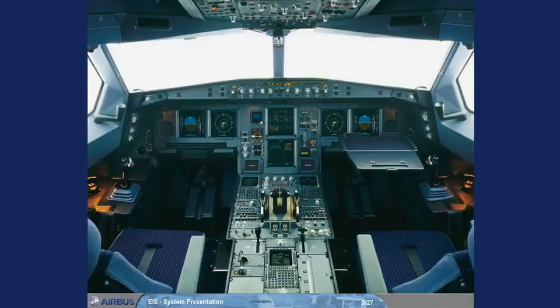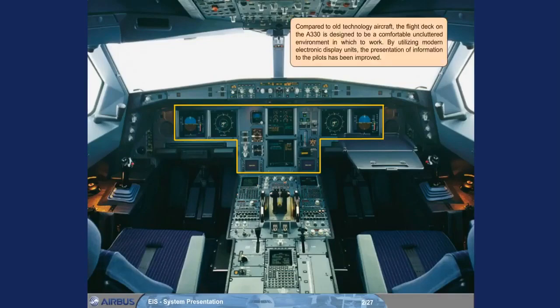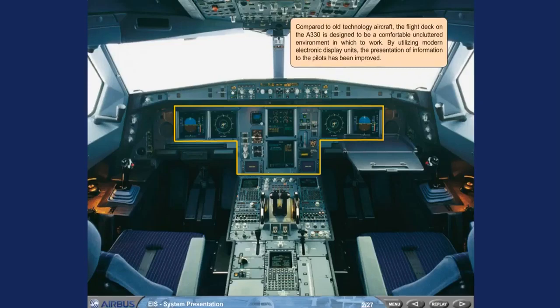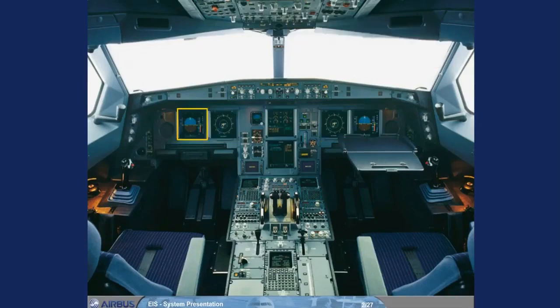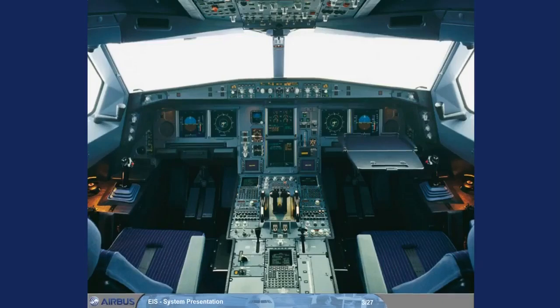Compared to old technology aircraft, the flight deck on the A330 is designed to be a comfortable, uncluttered environment in which to work. By utilizing modern electronic display units, the presentation of information to the pilots has been improved. The Electronic Instrument System, EIS, consists of 6 identical liquid crystal display units, LCD.